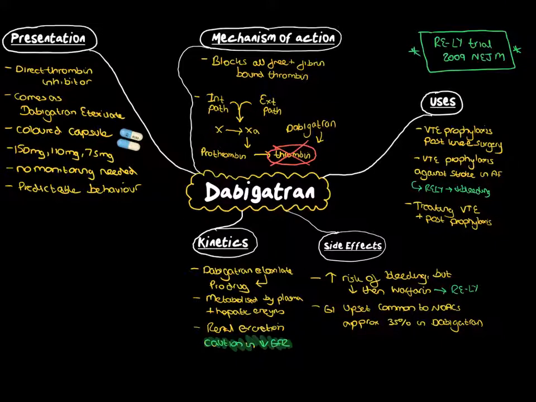So one of the issues with Dabigatran is if you've got renal failure, you shouldn't be using it. Anyone with a creatinine clearance of less than 30 or a GFR less than 30 shouldn't be using Dabigatran because they have specific difficulties in processing and excreting that drug.